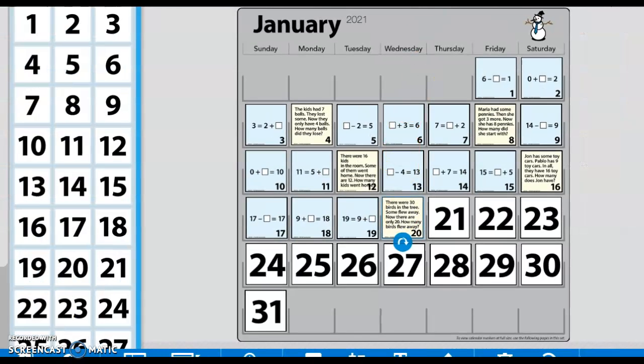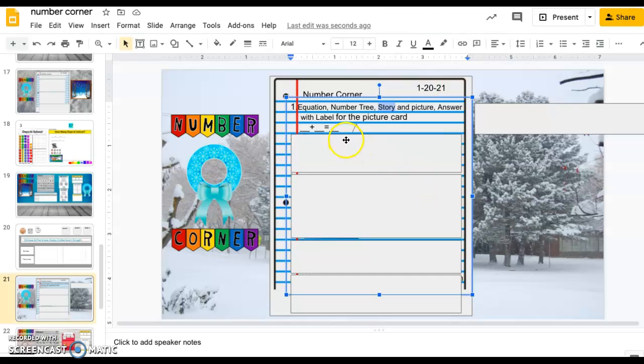Okay, so now we've seen the card. Now you're going to write an equation that matches the story. Press pause if you need more time to write your equation. Now you are going to write a number tree that matches your equation and story. Press pause if you need more time to write your number tree.